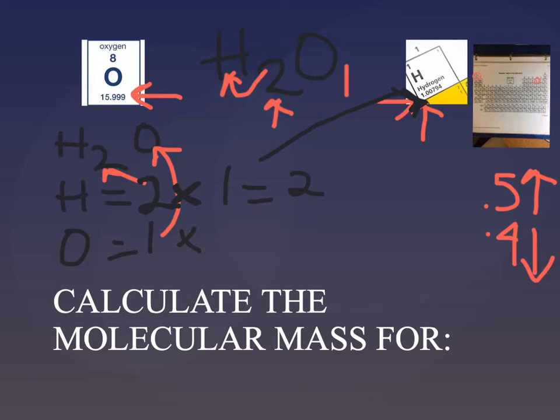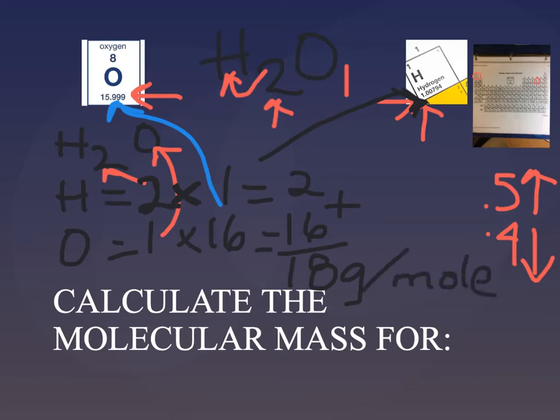For oxygen, we have 1 atom multiplied by 16. This 16, remember, comes from rounding this atomic mass. It equals 16. Now we do the addition. It gives us 18 grams. It means we have 18 grams of water for every mole of water.